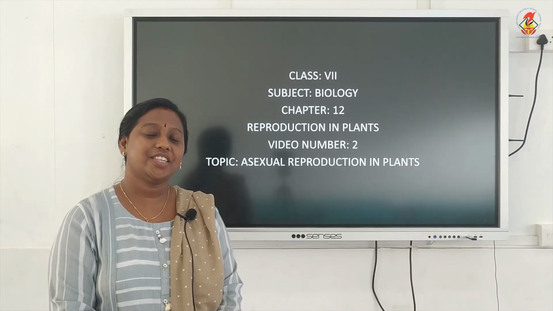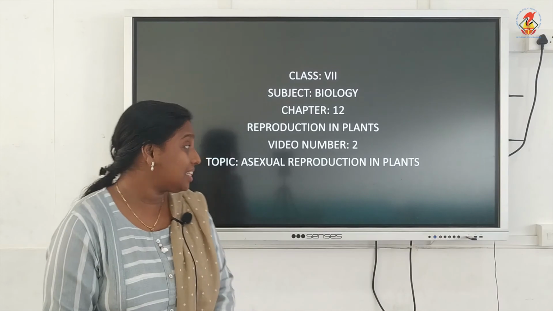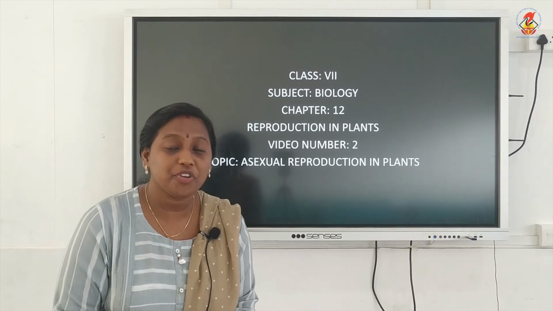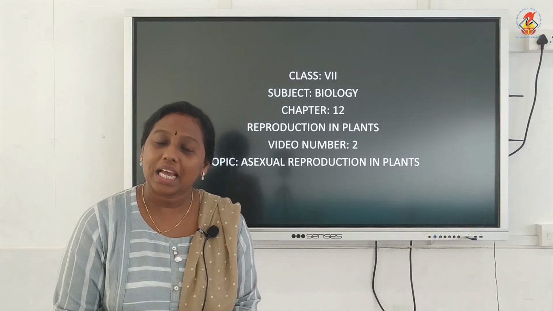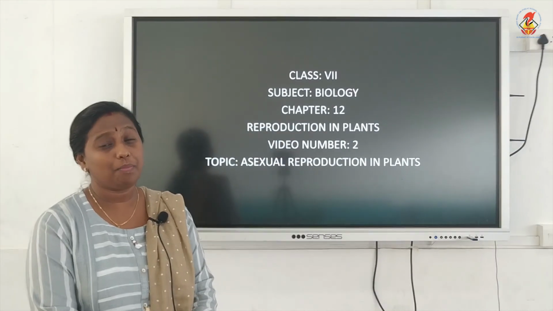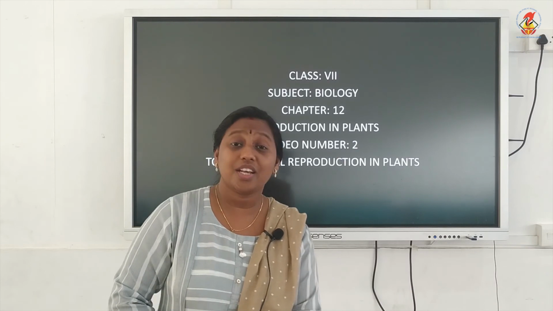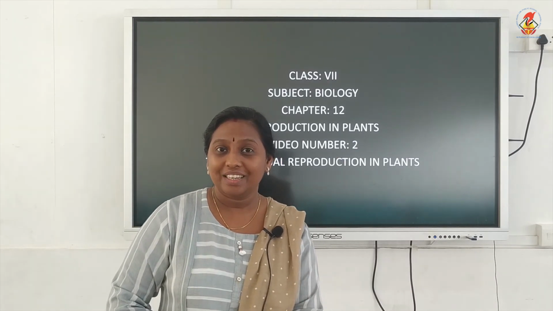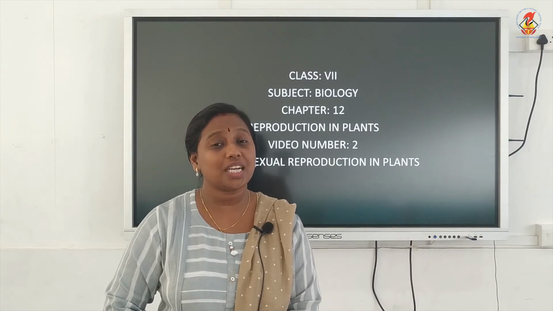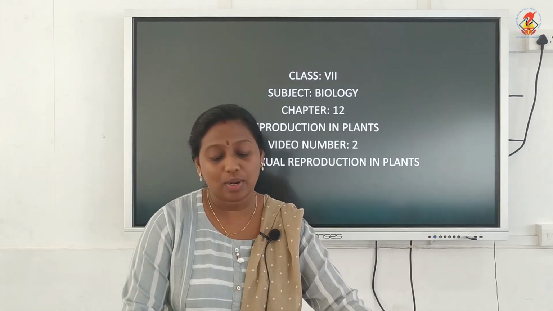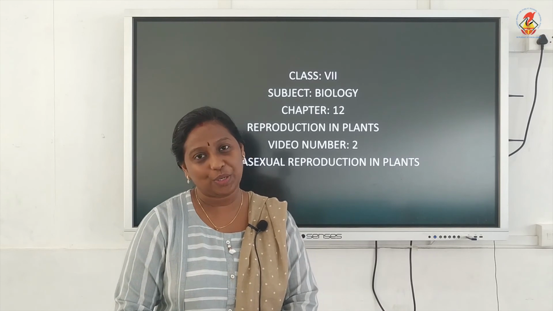Hi kids, today we will be seeing the second video on the chapter Reproduction in Plants, and today the topic which we are going to deal with is asexual reproduction in plants. Remember, in the first video I told you there are two modes of reproduction, one is asexual and the other one is sexual. So we are going to study in detail about asexual reproduction in this video.